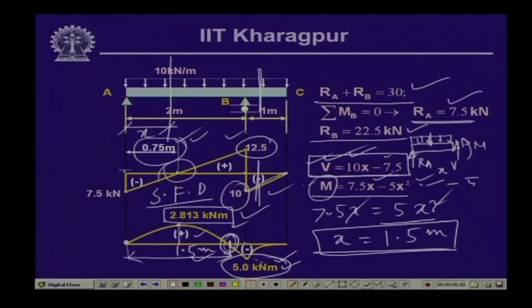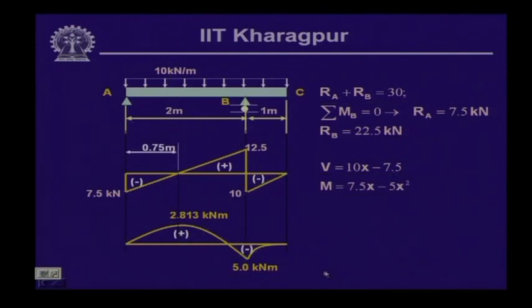The magnitude of the bending moment at this point, which is at the support point, is equal to 5 kilonewton meter because of this overhang, and the positive bending moment is this much, and the bending moment is 0 at a distance of 1.5 meter from the left support. So, these are the values of the bending moment and shear force for this particular problem.